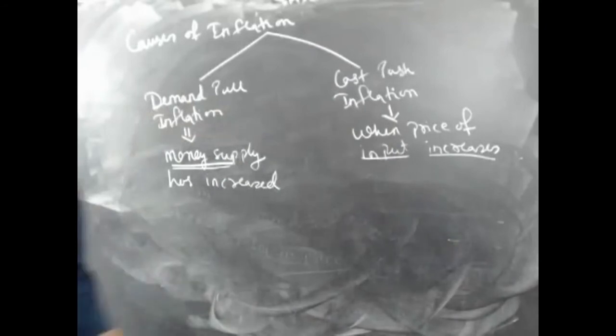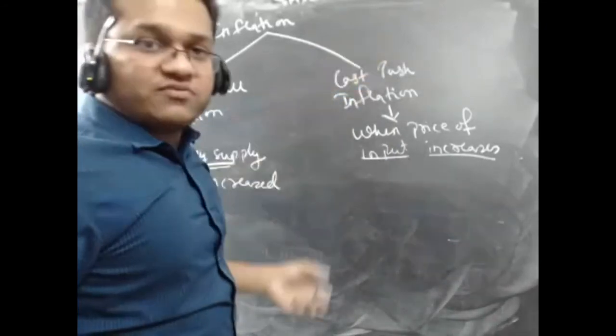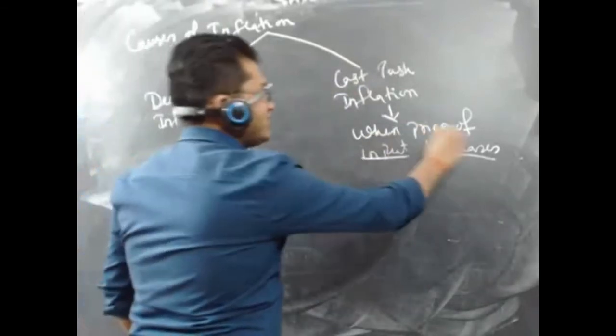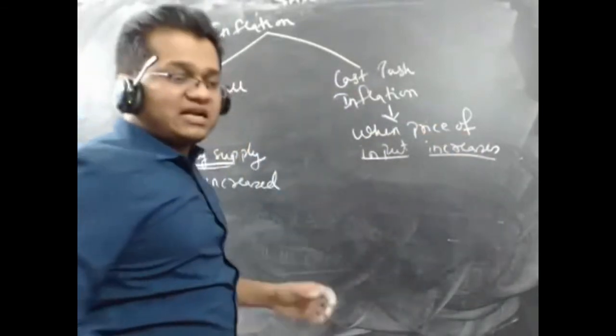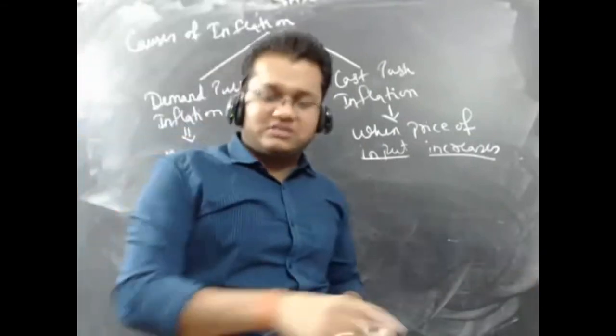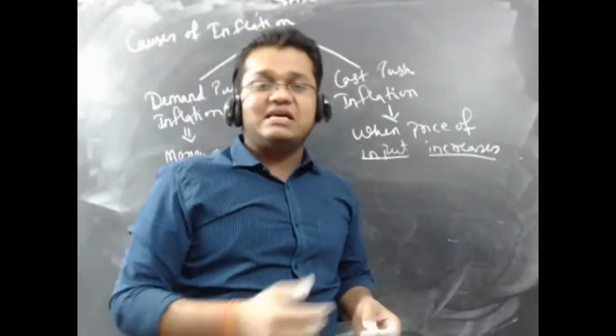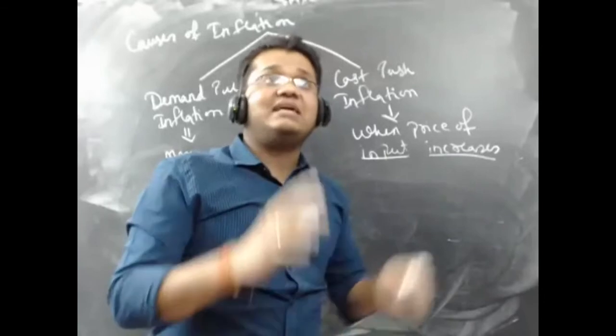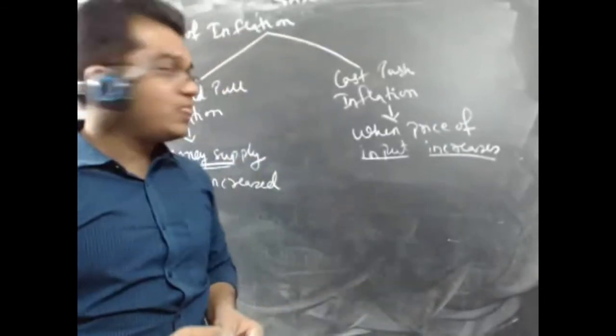Okay, it is clear. Now what is cost push inflation? Cost push inflation is when prices of input increase. It means the money that I am paying for internet consumption has increased. The money that I am paying for rent, electricity, everything has increased.